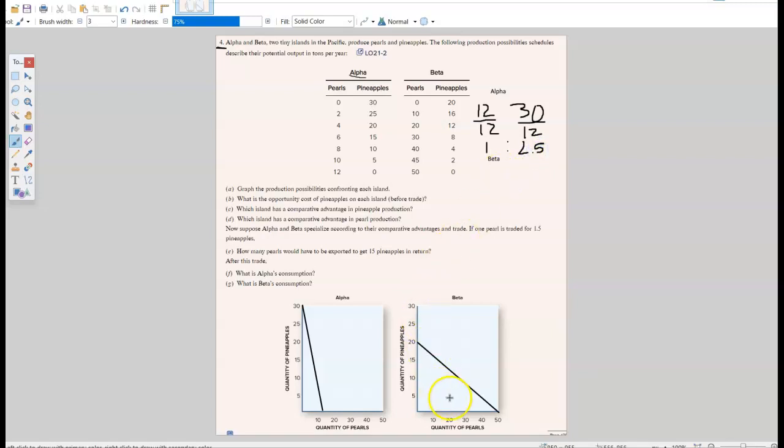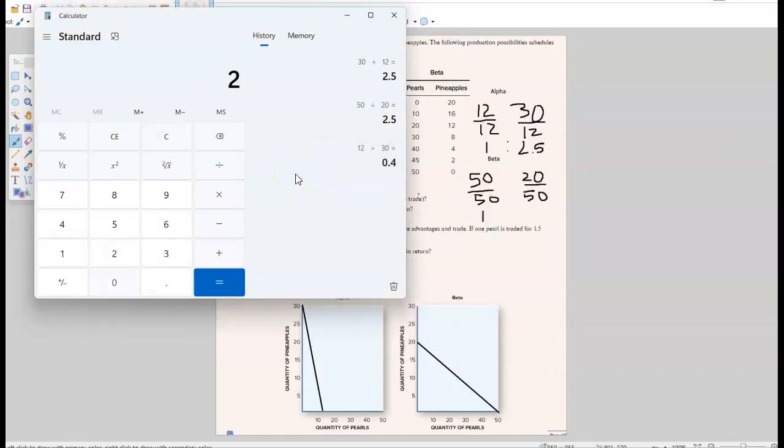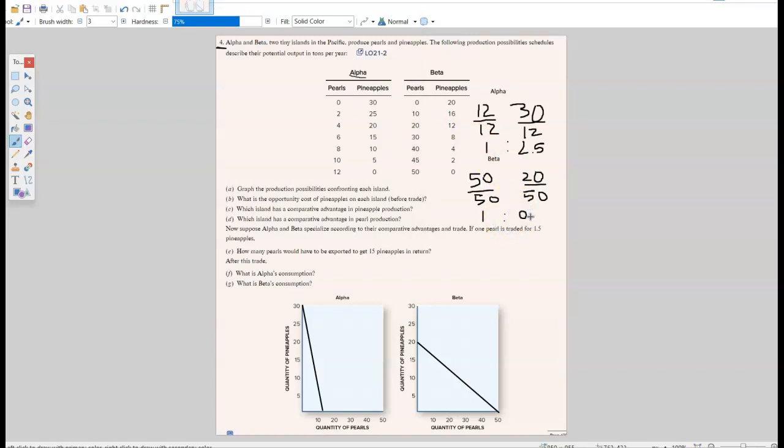What about beta? Well, pearls are going to be 50 to 20. I want pearls to be 1, so I'm going to divide that by 50. That's going to be 1. Now, if I divide this by 50, I got to divide this by 50. And 20 divided by 50 is going to be 0.4. So for every 1 pearl that alpha produces, they have to give up 2.5 pineapples. For every pearl that beta produces, they have to give up 0.4 pineapples.